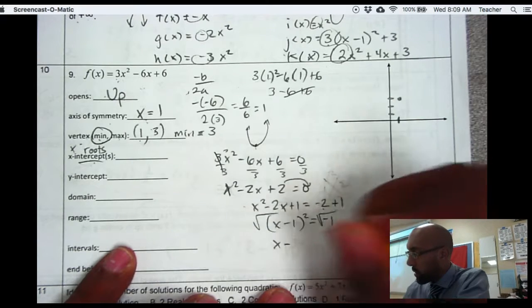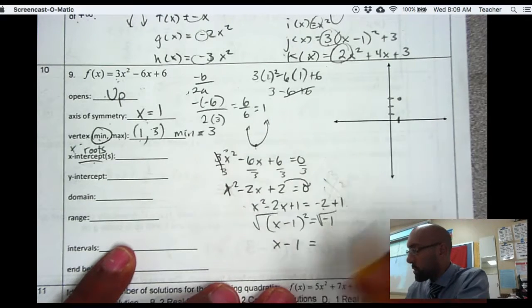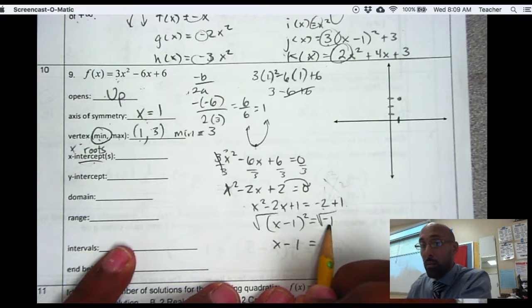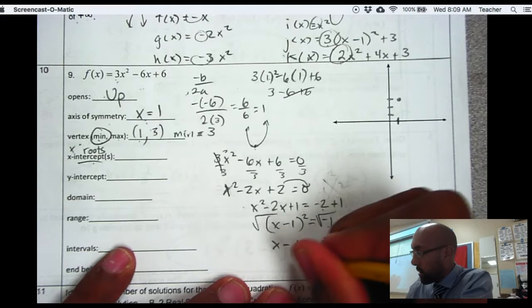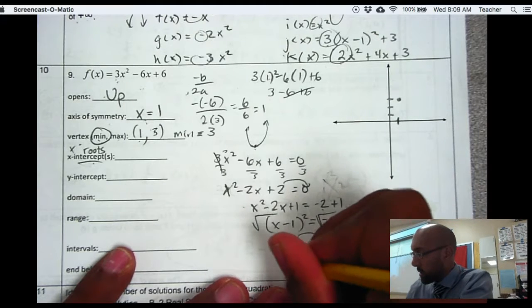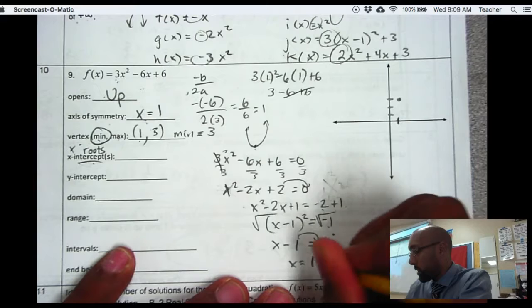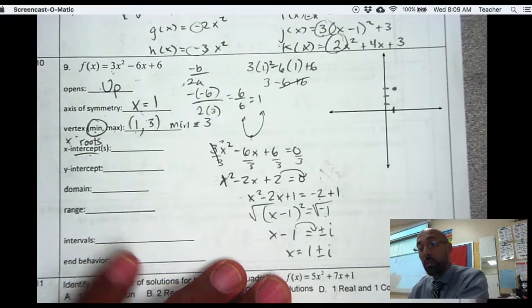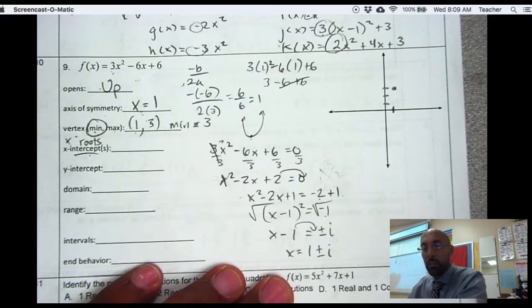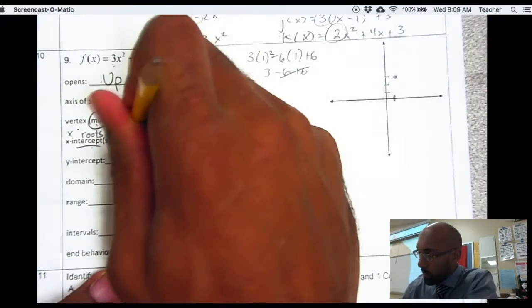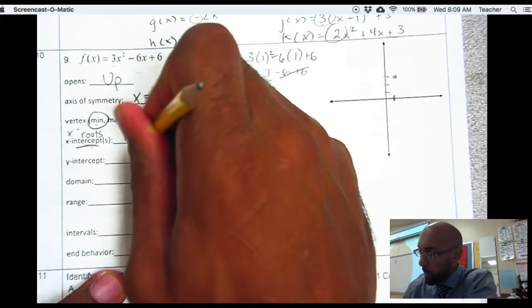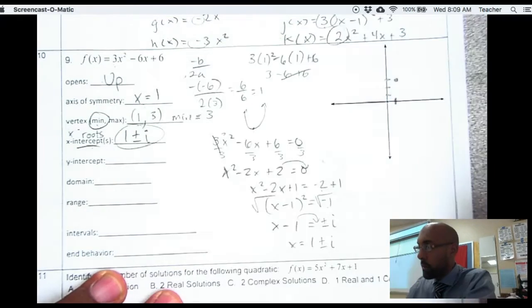So now we'll have x minus 1 equals plus or minus the square root of negative 1, which is i. Then I'm going to move this 1 to the other side. x equals 1 plus or minus i. And remember I said if it's an imaginary number, just leave it like that. You don't have to put it in decimal form, and we don't need to because there are no square roots or anything like that. So here the roots are going to be 1 plus i and 1 minus i. We'll just leave it like that.